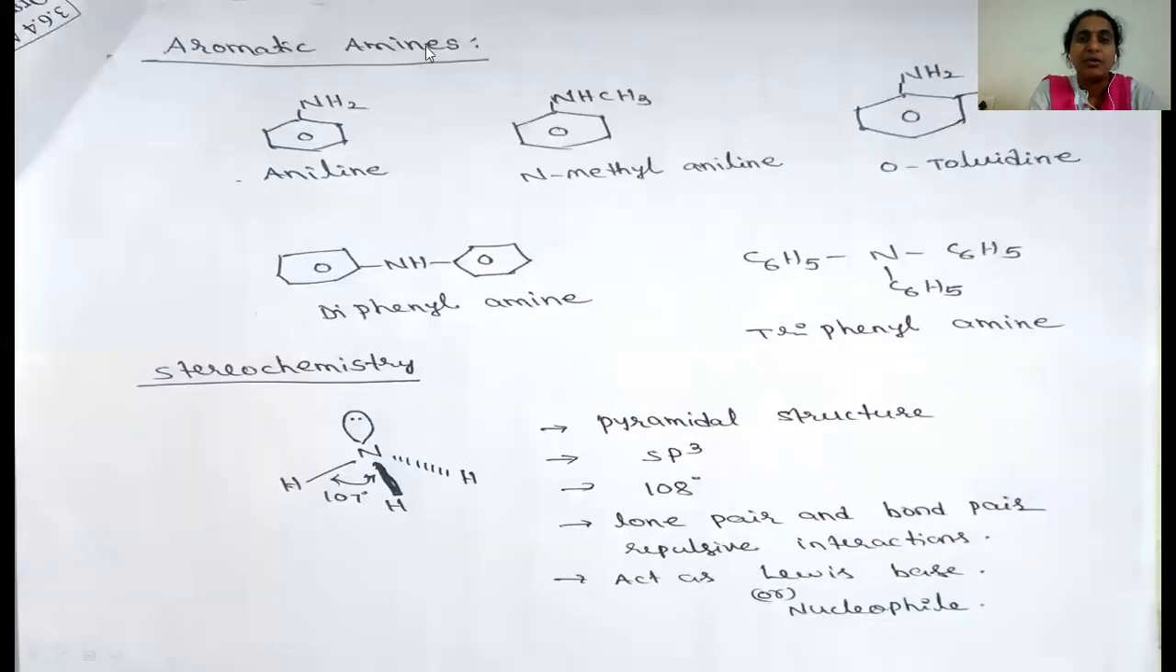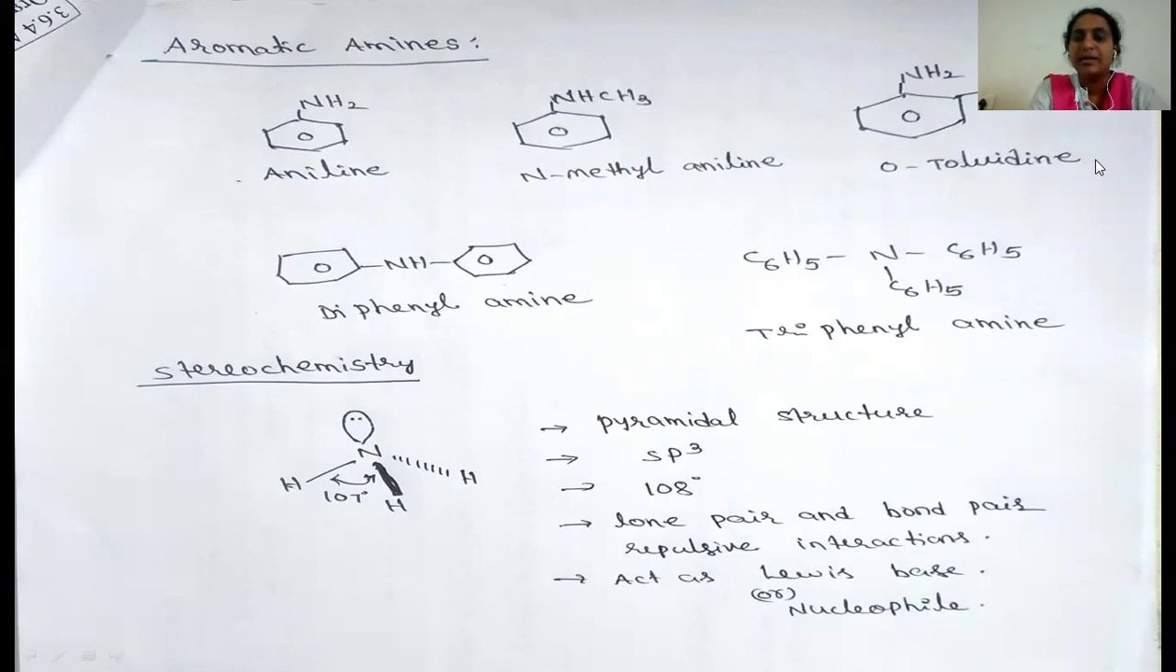Next, coming to the aromatic amines, these are a few examples of aromatic amines. The best example of aromatic amines is aniline. Aniline is nothing but an NH2 group, which is the substituent on an aromatic ring. And here this is called N-methyl aniline. And if you see this compound, it is called orthotolidine.